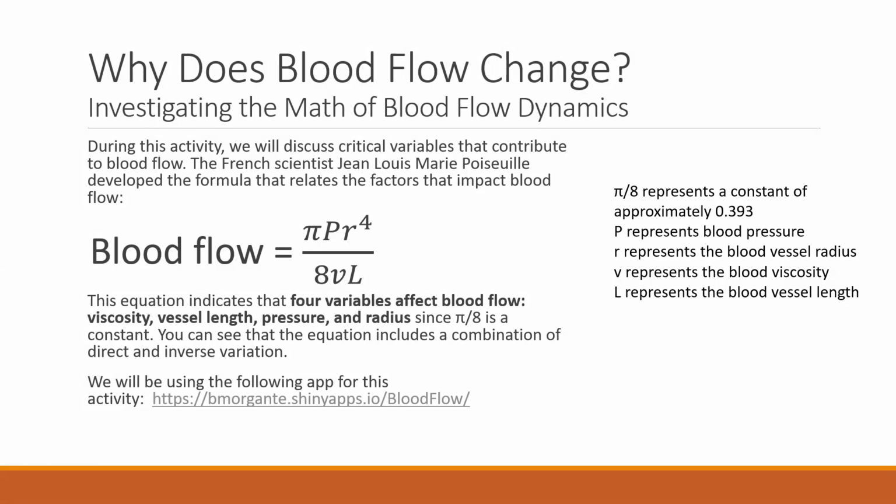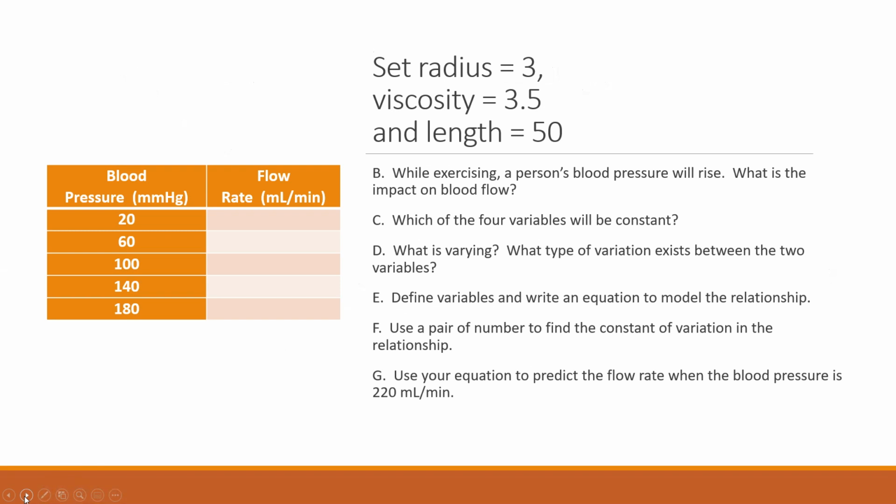So directly proportional, inversely proportional, and the idea of a constant that we've been talking about with the concept of proportionality. We are going to go to this app, which is connected for you in your Canvas site so that you can use it. In the app, we are first going to set the radius to 3, the viscosity to 3.5, and the length to 50.